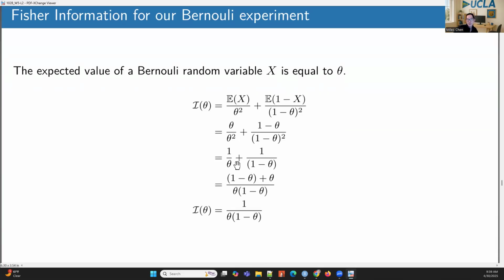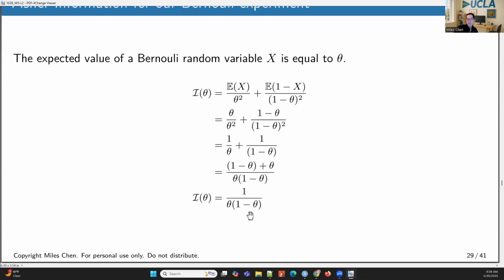I can combine these terms and I'll get 1 minus theta plus theta over theta times 1 minus theta. Basically the minus theta and the plus theta cancel out. And so I get 1 over theta times 1 minus theta. So this is the Fisher information from a single Bernoulli observation. Depending on what theta is, the most information we can get about the parameter theta is going to be this term.